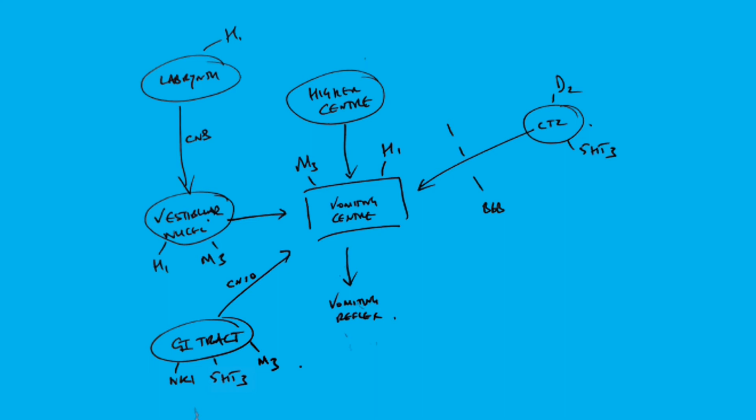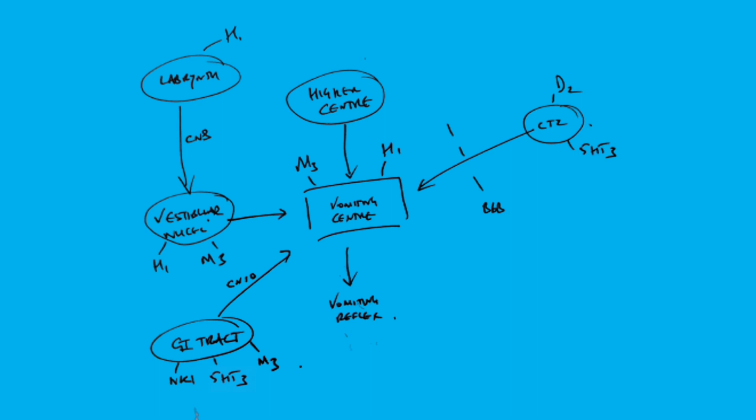The CTZ is a group of cells close to the area postrema on the floor of the fourth ventricle. It lies outside the blood-brain barrier, allowing exposure to water-soluble chemicals in the blood and CSF. It is rich in D2 and 5-HT3 receptors. Triggers at this point include opioids, anaesthetic agents, and chemotherapy agents.